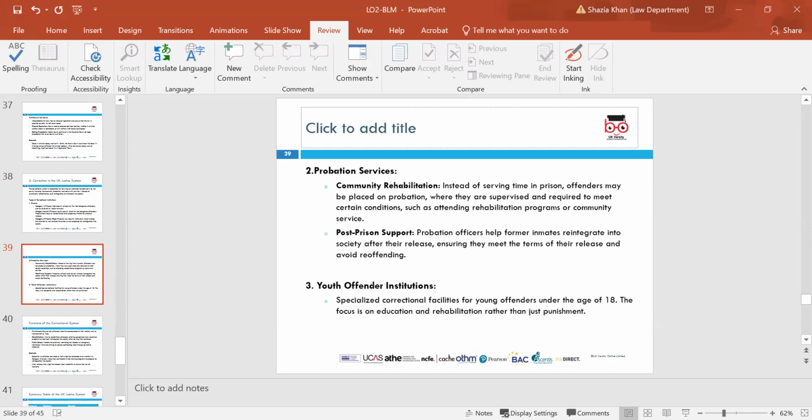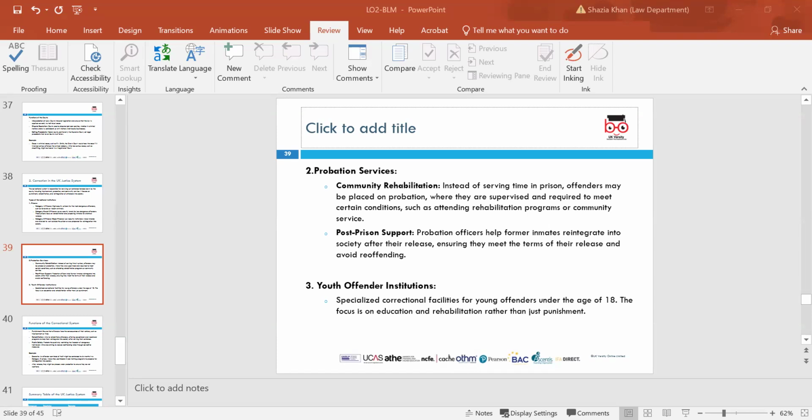Probation services. So you have community rehabilitation and you have post-prison support. The National Probation Service is a statutory criminal justice service that manages offenders under probation supervision who have been assessed as presenting a high risk of harm to others. The National Probation Service would work with around 30,000 offenders a year, supporting their rehabilitation while protecting the public.